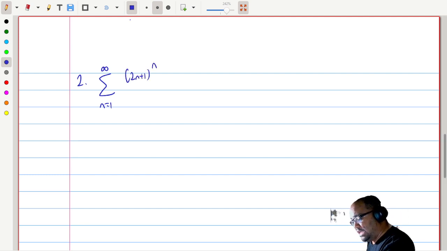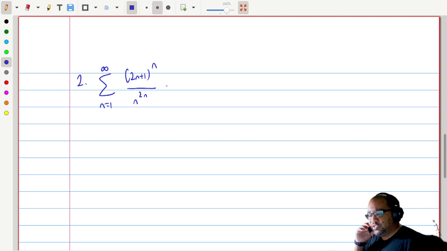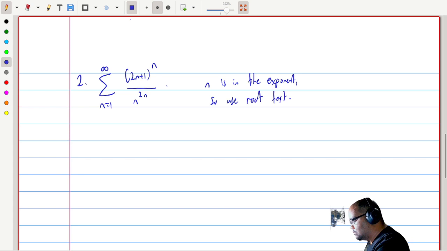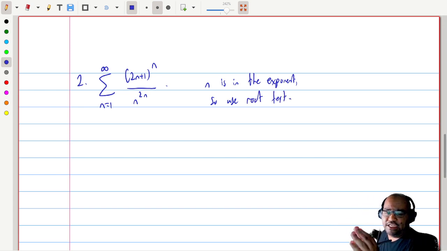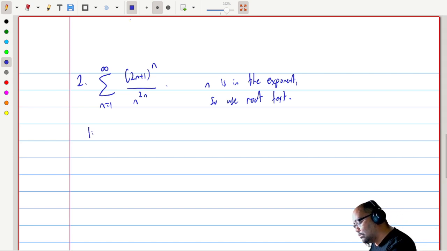2n plus 1 to the n over n to the 2n. Okay, so for this one, I see an n in the exponent, so I'm already thinking root test. All right, so root test, we just take the 1 over n power, the nth roots, and then take the limit. And I should really look at absolute values, but because all the terms here are positive, I don't really need to do that.